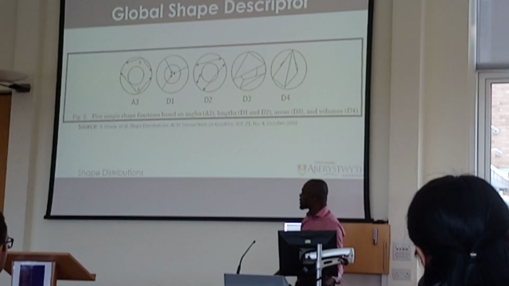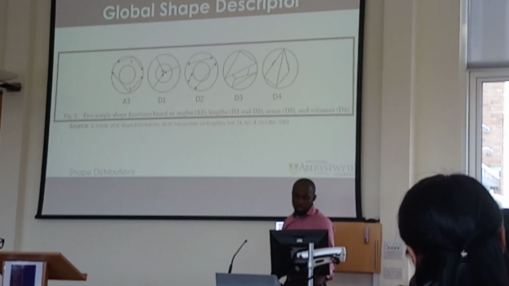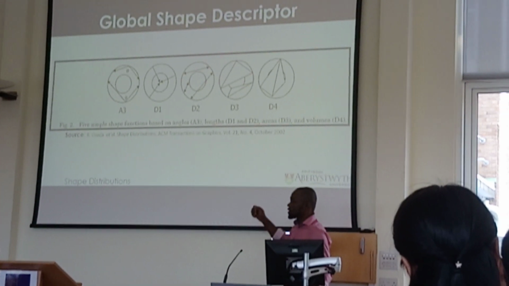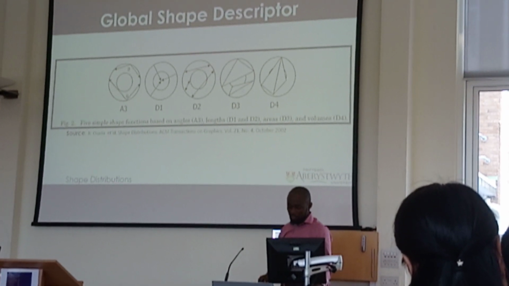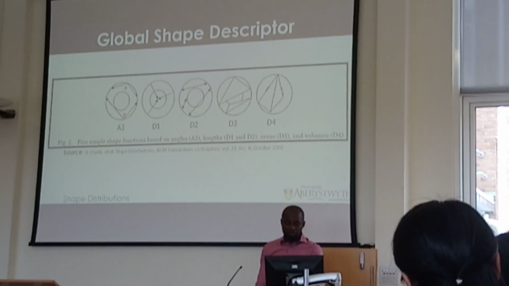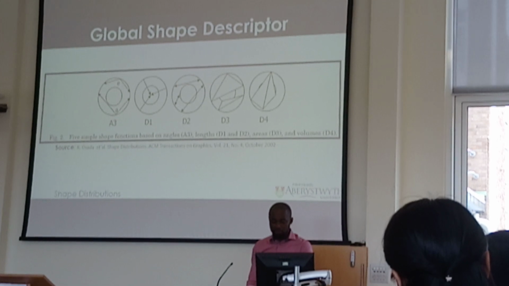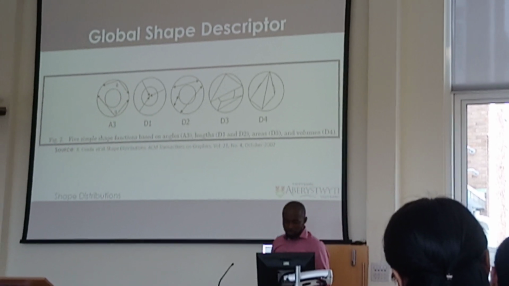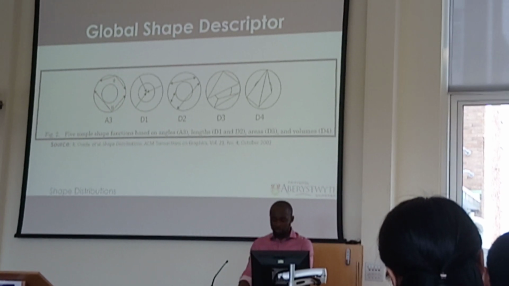Another variant of the shape distribution was the D1, which computes the distance from the center of the 3D model to the other points on the surface of the model. Then there is the D2, which samples random points from the surface of the 3D model and finds the distance between those two random points. That becomes the descriptor for that shape model.